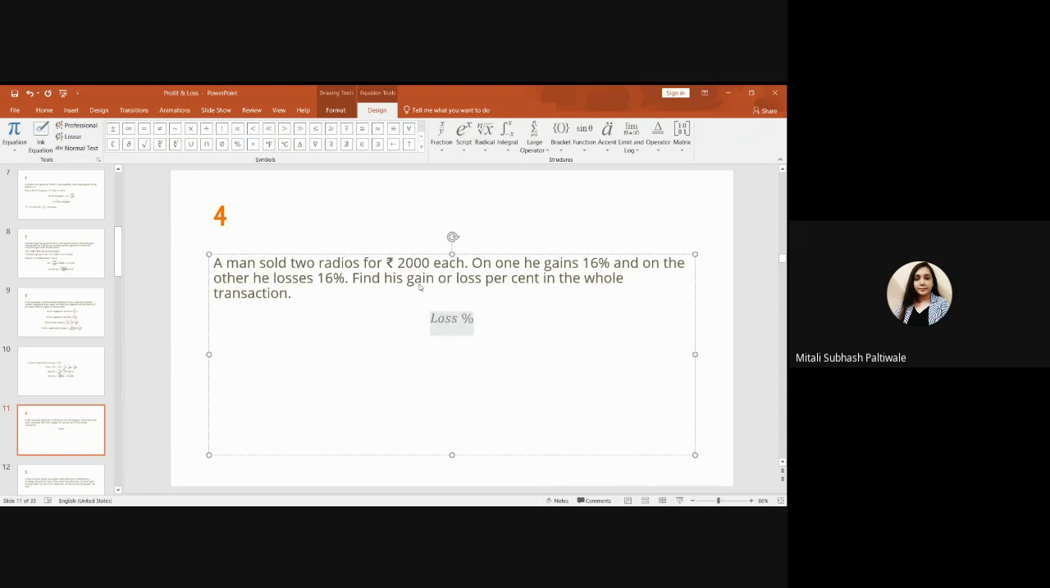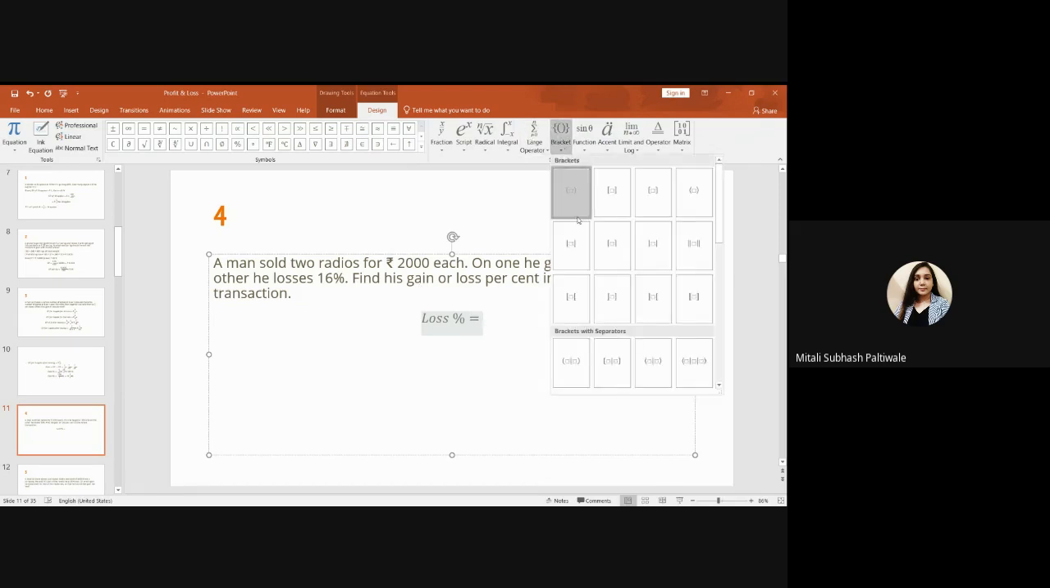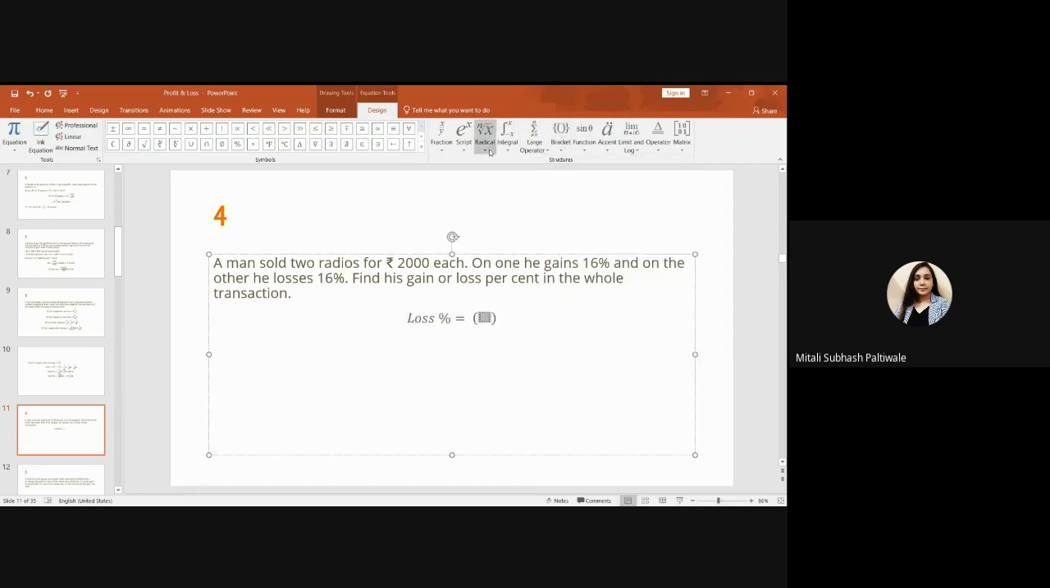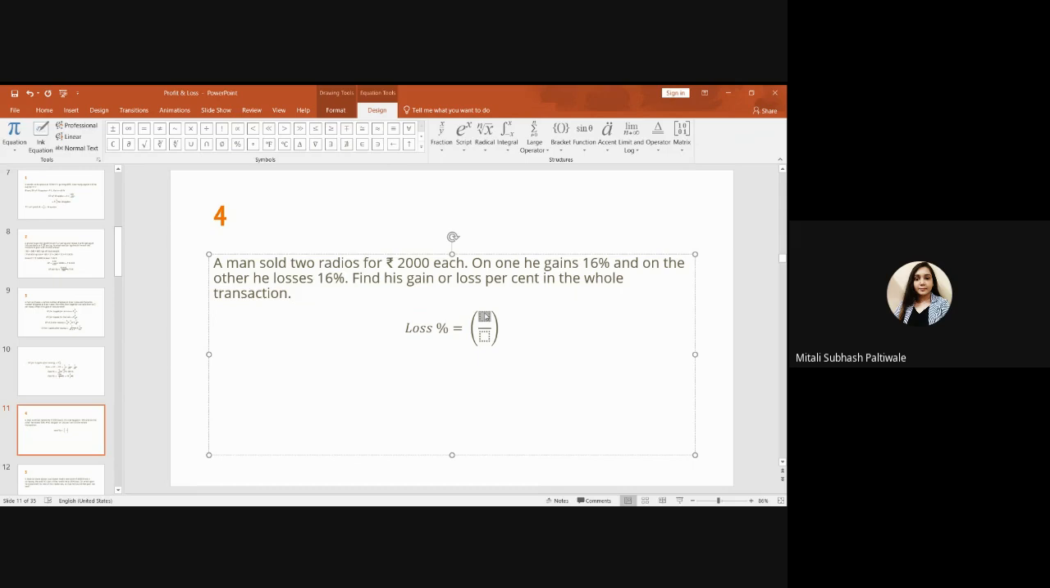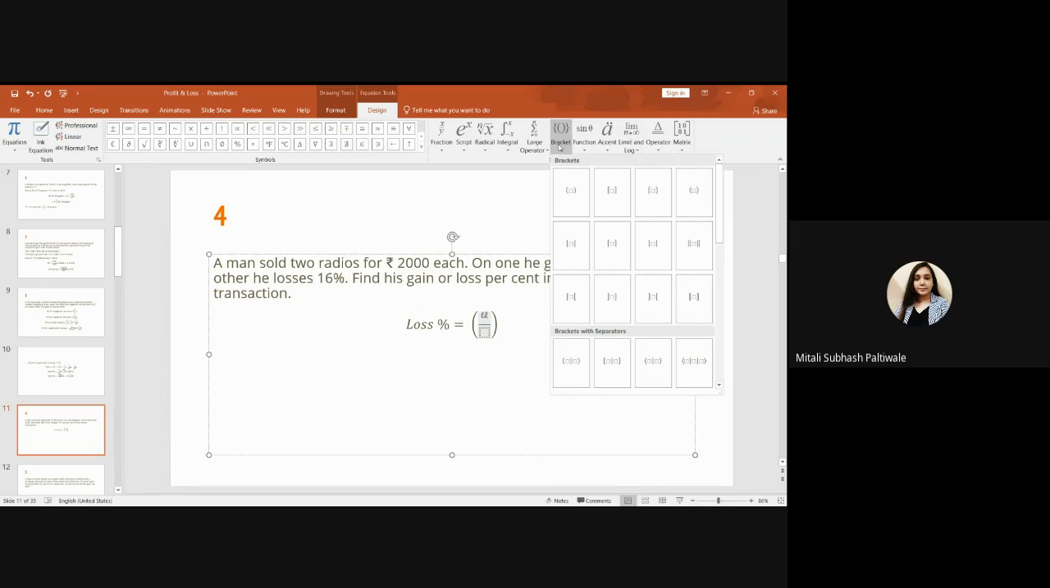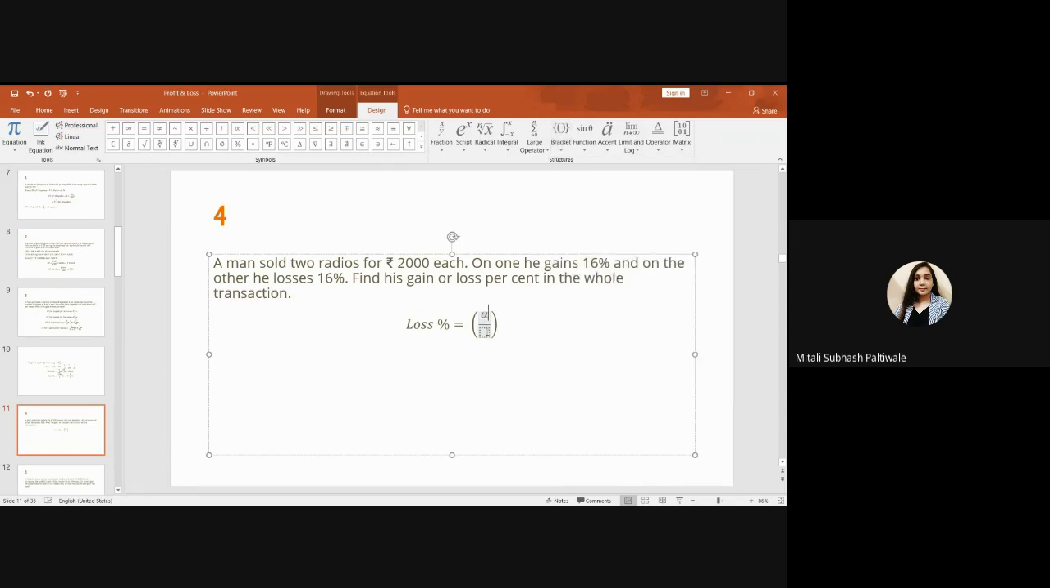Now the loss percentage is equal to, I'll put down the formula, and this would be a by 10.